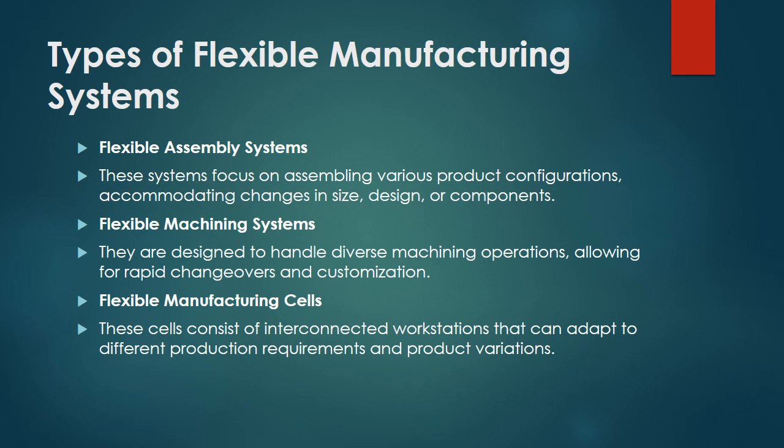Types of flexible manufacturing systems. Flexible assembly systems. These systems focus on assembling various product configurations, accommodating changes in size, design, or components. Flexible machining system. They are designed to handle diverse machining operations, allowing for rapid changeovers and customization. Flexible manufacturing cells. These cells consist of interconnected workstations that can adapt to different production requirements and product variations.